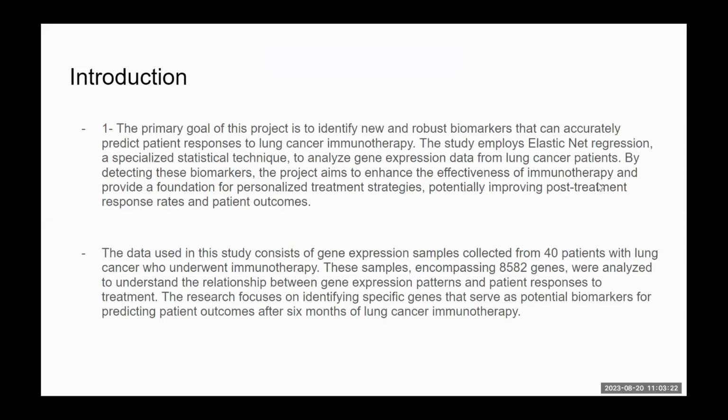For the introduction, the primary goal of this project is to identify new and robust biomarkers that can accurately predict patients' responses to lung cancer immunotherapy. The study employs elastic net regression, a specialized statistical technique, to analyze gene expression data from lung cancer patients. By detecting these biomarkers, the project aims to enhance the effectiveness of immunotherapy and provide a foundation for personalized treatment strategies, potentially improving post-treatment response rates and patient outcomes.